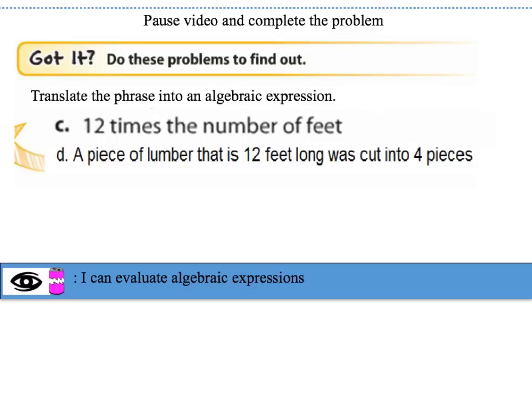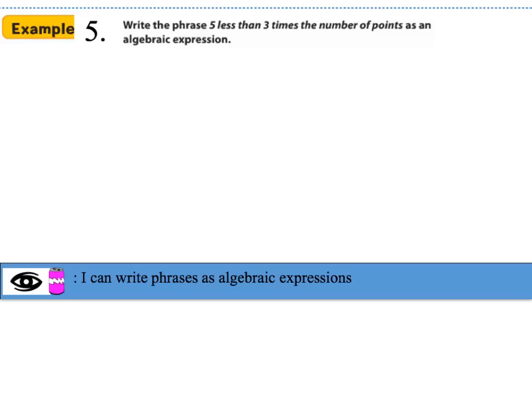the answers in class tomorrow. Notice we've got two got it problems on this slide. We've got it problem C and got it problem D. Example 5 says, write the phrase 5 less than 3 times the number of points as an algebraic expression.